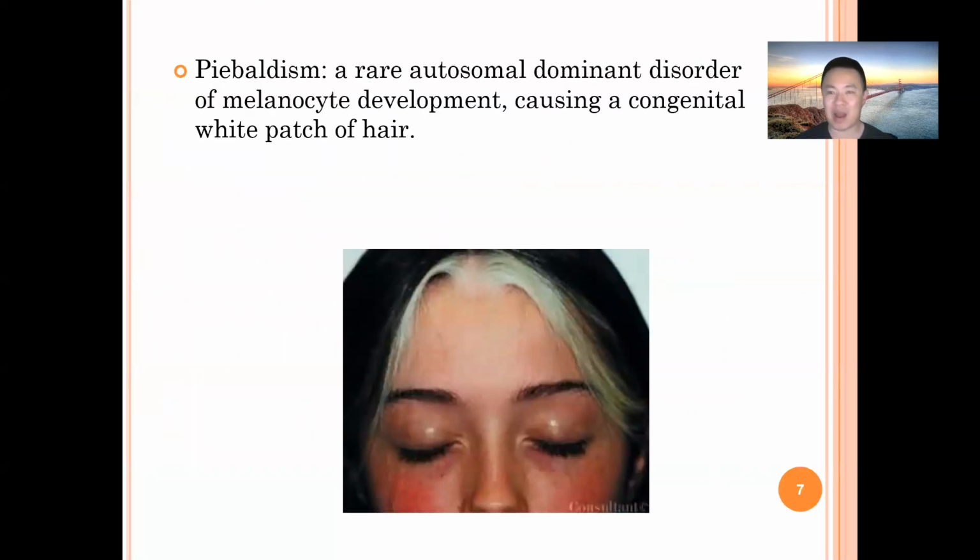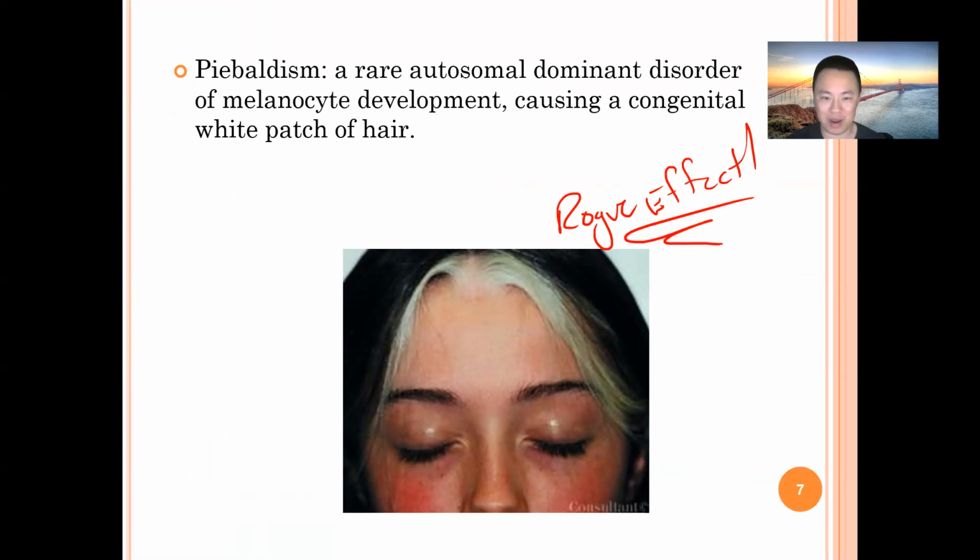We definitely talked about piebaldism earlier in our journey here. This is a rare autosomal dominant disorder of melanocyte development causing a congenital white patch of hair. I call this the rogue effect, but that has nothing to do with anatomy. I always am reminded of the X-Men character Rogue when I see this.